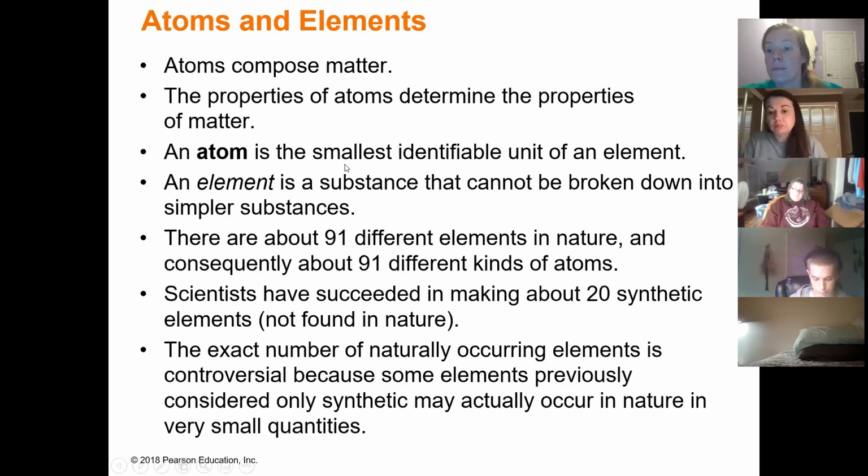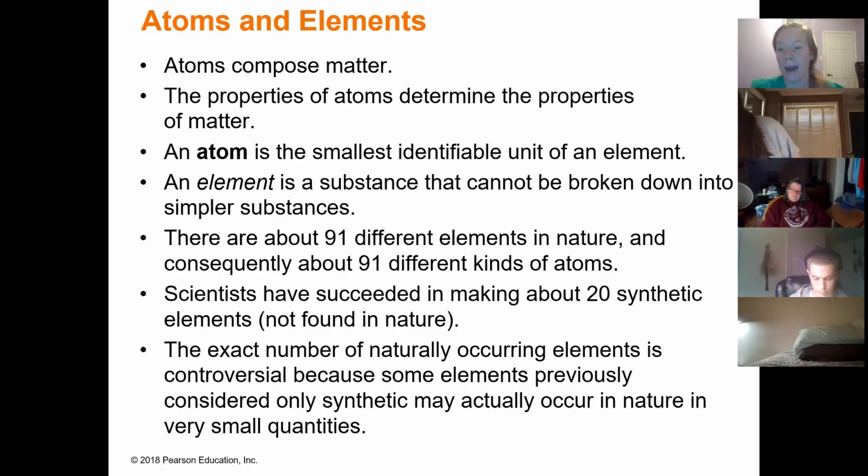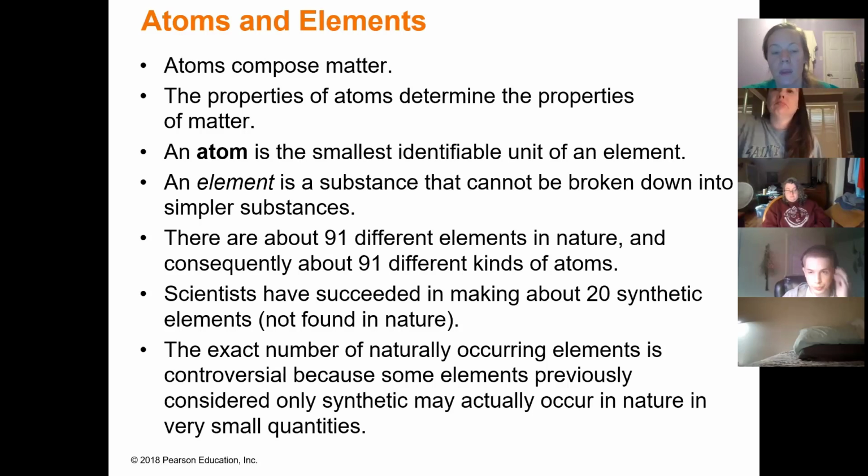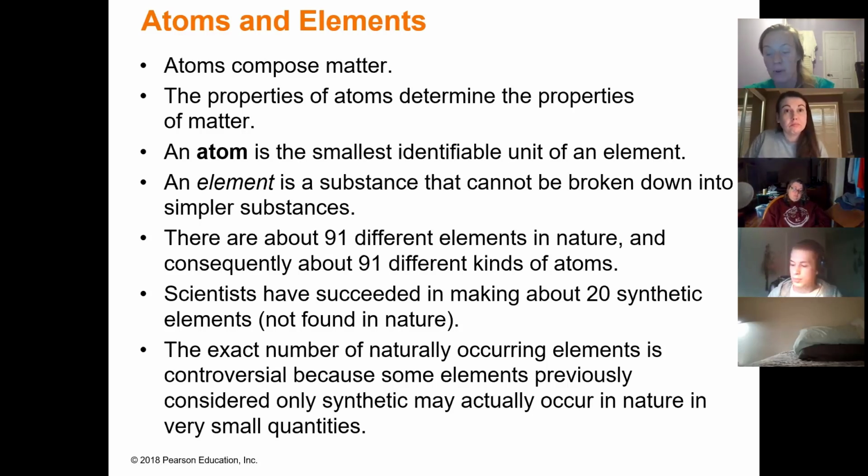Atoms compose matter. Remember, we talked about matter. We said it had to have mass and take up space. Well, when we talk about mass, it means it has to have some sort of atoms in it. So we'll have a variety of atoms in it. The properties of the atoms determine the properties of the matter. So if you have a big hunk of gold, it's going to have the properties of the gold atoms. The properties on the macroscopic scale are coming from the properties of the microscopic atom.